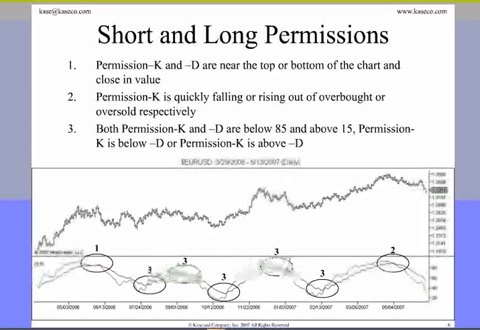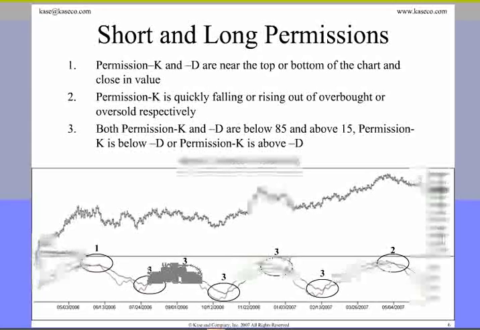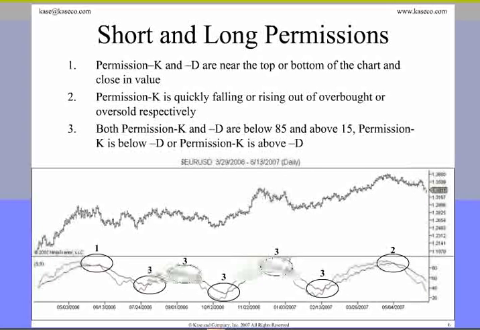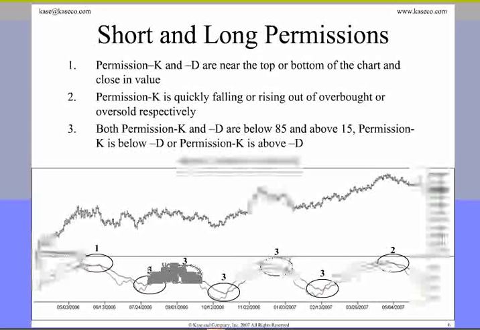Correct. There's also some filtering rules that we'll look at in just a moment. These are the rules here, but we'll look at the application of these rules in just a moment in the Kase Easy Entry System. But using the Kase permission screen, very simple rules. If the permission K and the D are near the top, very close, like we can see here on the left of the chart with the circled number 1, it gives a permission, in this case short, when the crossover takes place.